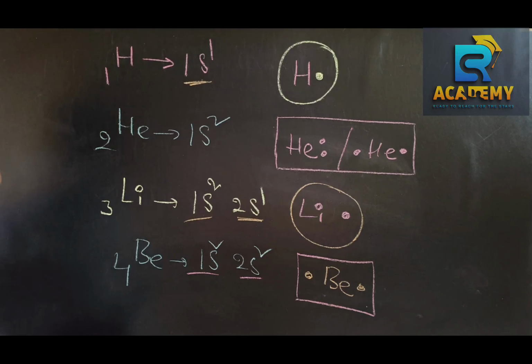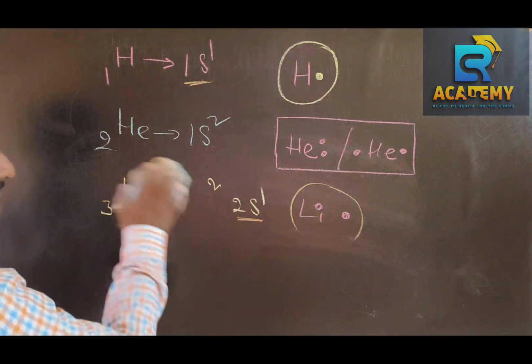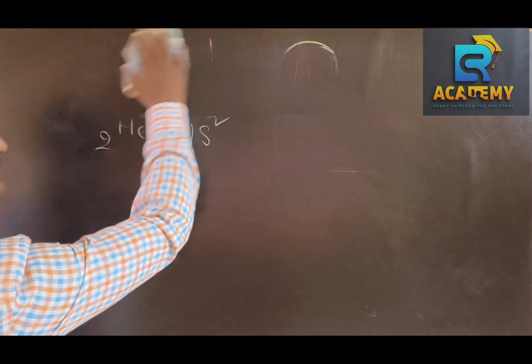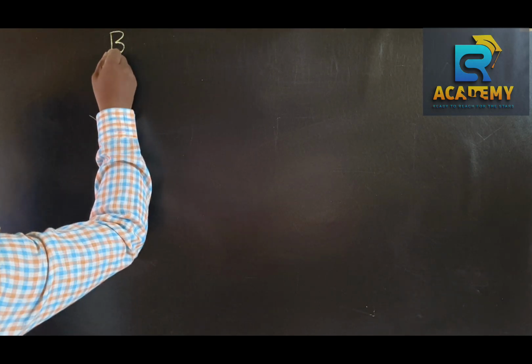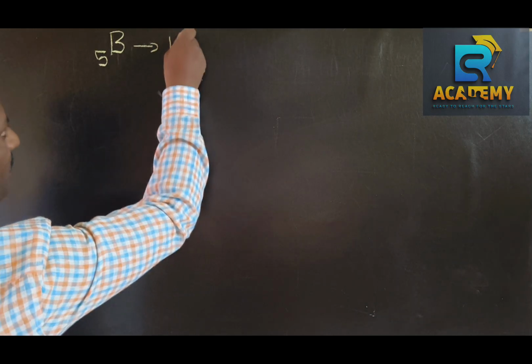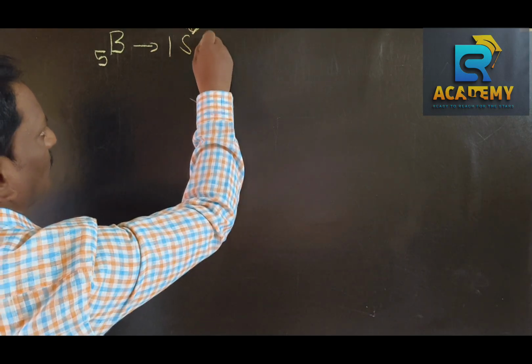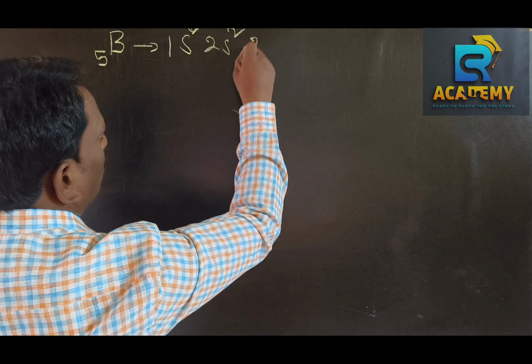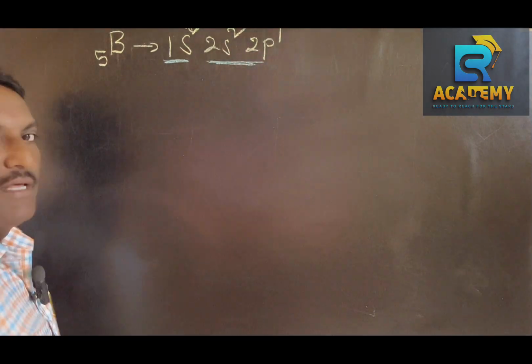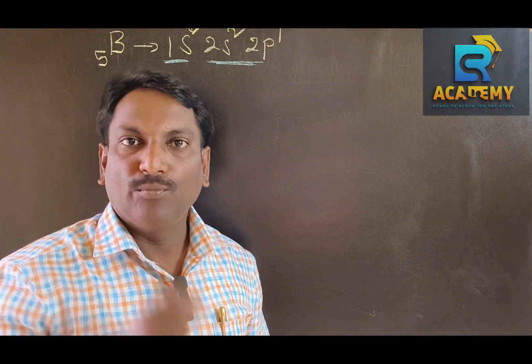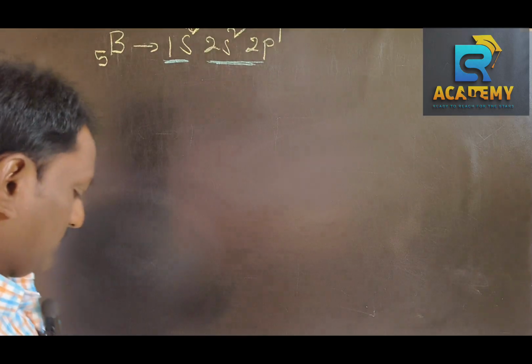Next one, boron. Boron, atomic number 5, electronic configuration 1s2, 2s2, 2p1. This is the first shell, and 2s 2p is considered the second shell. How many electrons in the second shell? 3. Boron has 3 valence electrons.